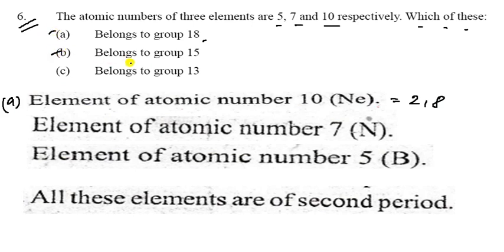Now B, what will it be? B belongs to group 15. So you have to write here answer B, the element of atomic number 7, that is nitrogen. So it belongs to group 15. You have to see here 2 and 5, so it is group 15. Now come to C, the element of atomic number 5. It belongs to group 13. You have to see it is 2, 3, so it belongs to group 13. All these elements are in the second period.